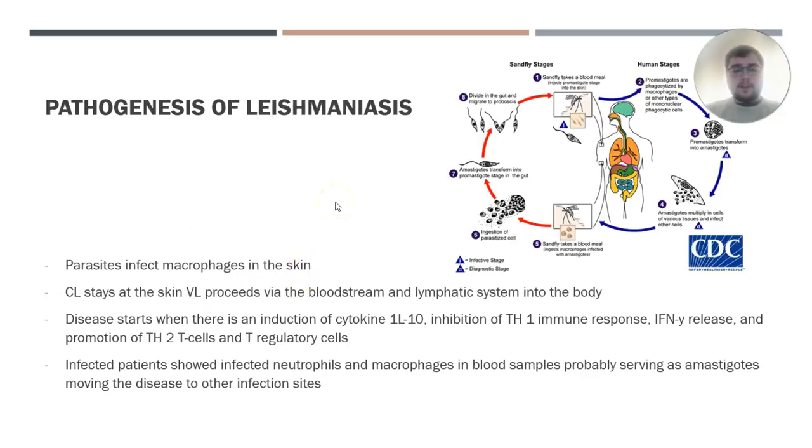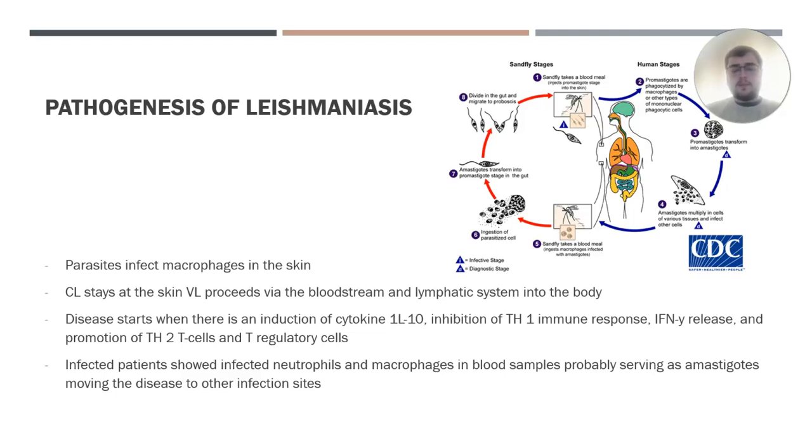Then for the pathogenesis of leishmaniasis, the parasites will infect macrophages in the skin, and then when the cell is full, it will burst and send mastigotes to other macrophages. For cutaneous, this will stay purely at the skin, but for visceral, it will proceed via the bloodstream and lymphatic system deeper into your body and infect certain organs like your spleen, and in some worst cases, it can infect other organs like your gastrointestinal tract.